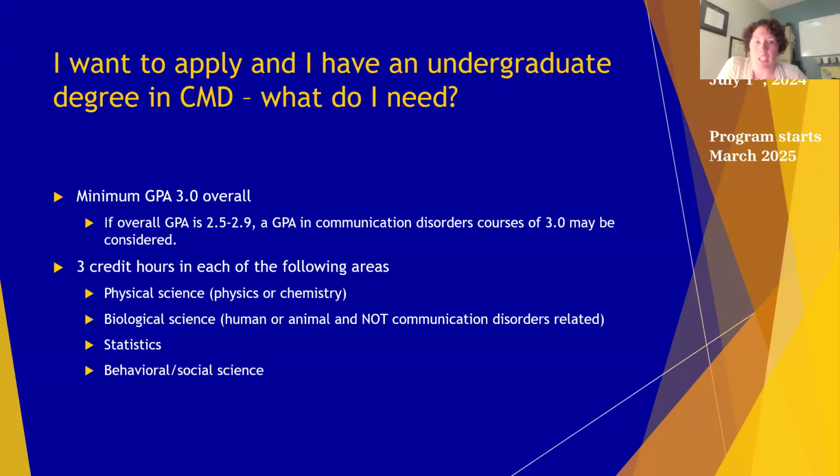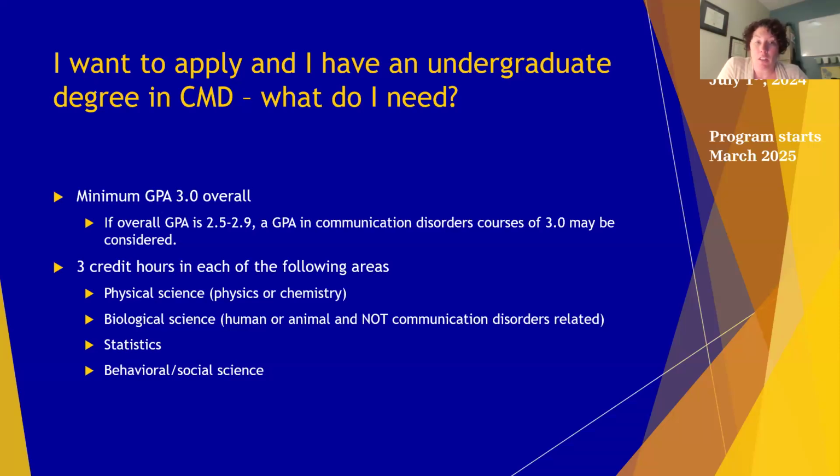So, information about applications. If you want to apply and you have an undergraduate degree in communication disorders, this is what you need: a minimum GPA of 3.0 overall. If your GPA is 2.5 to 2.9 overall, we would look for a GPA of 3.0 in your communication disorders courses to be considered.